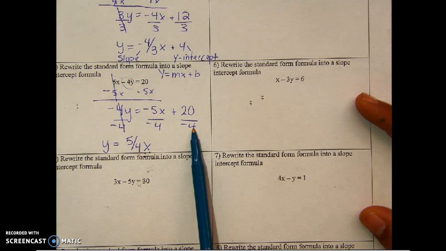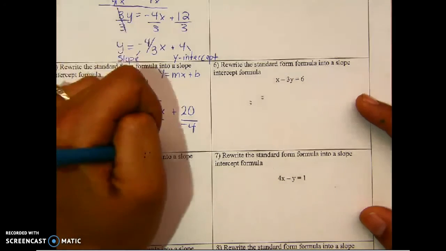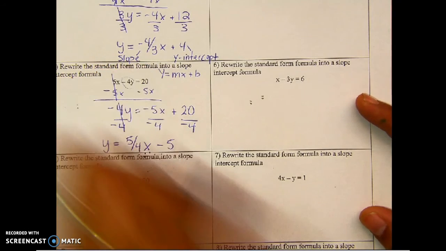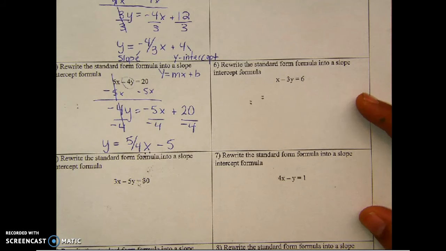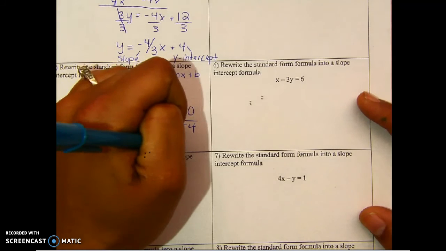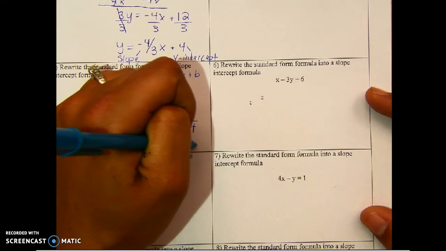Now I have positive 20 divided by negative 4. Positive divided by a negative is a negative. 20 divided by 4 is 5. So it's just simplifying. In this case, this is my slope. And in this case, this is my y-intercept.